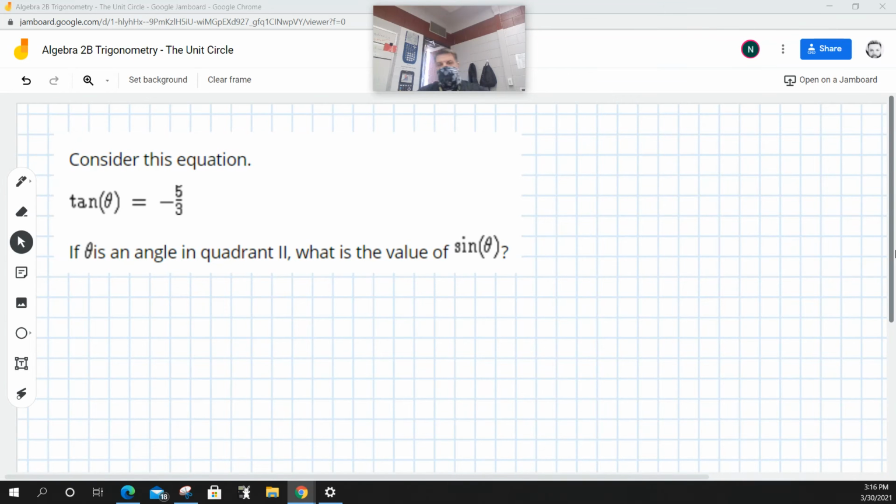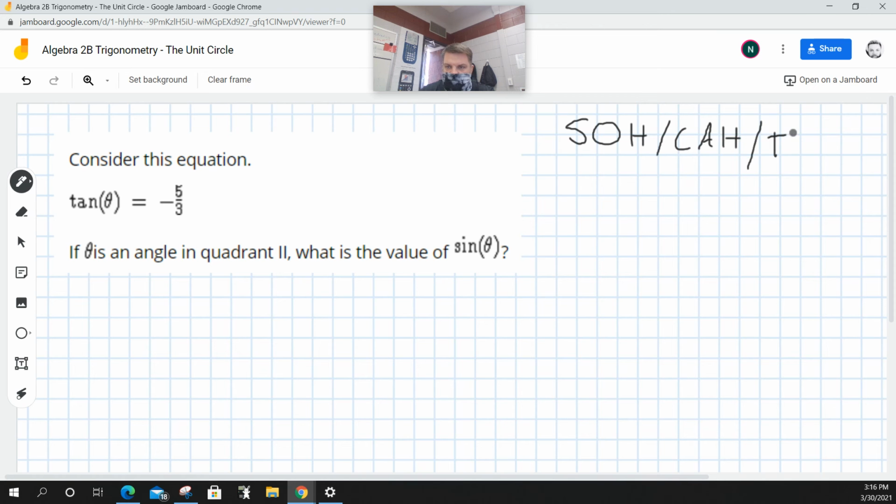All right, so we're going to do some trig today. So remember, I'm going to write a bunch of stuff down here. Remember SOHCAHTOA. SOHCAHTOA is how we remember the trigonometric functions of sine, cosine, and tangent. Oops, I got to write it out first. SOHCAHTOA.